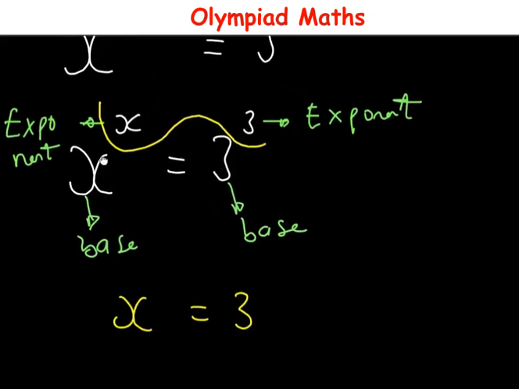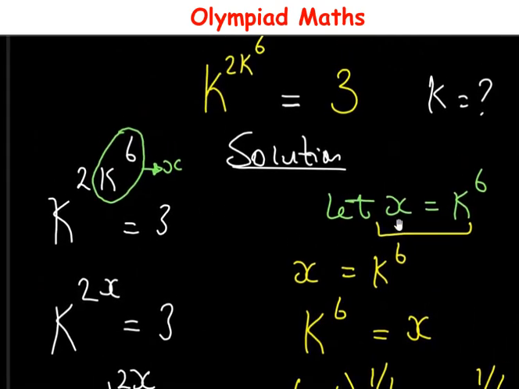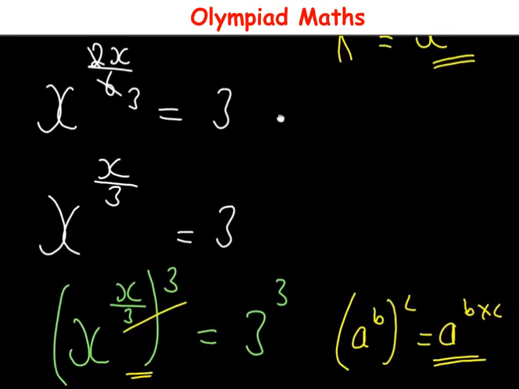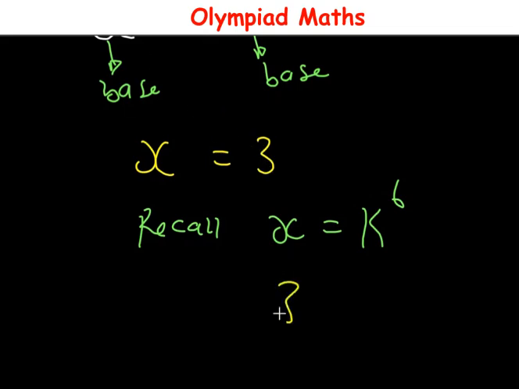But then recall that x equals k raised to power 6. So we got the value of x as 3. This then becomes x, which is 3, equals k raised to power 6.